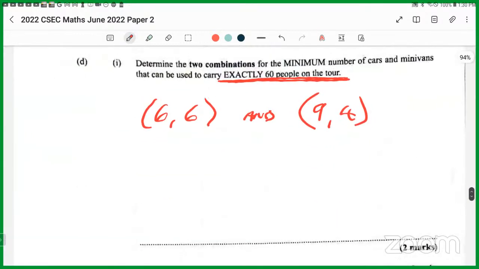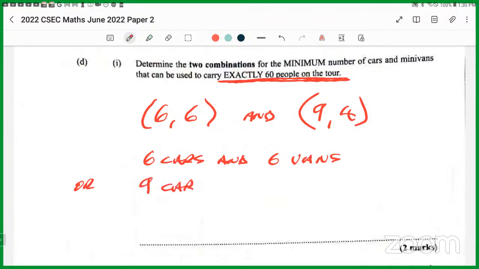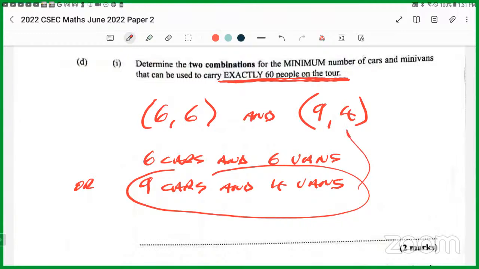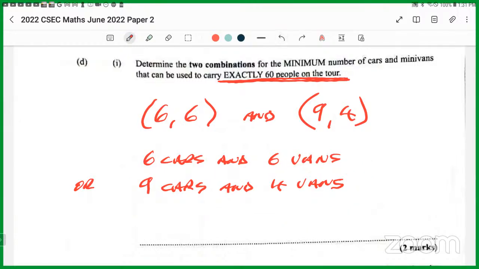So what are the two combinations? 6 cars and 6 vans. That's one combination. Or 9 cars and 4 vans is the other combination to carry exactly 60 people. So the 6, 6 is for this point, and the 9, 4 is for that point. And the graph is telling you that. Number of cars and vans that you can use to carry exactly 60 people. Did you get that?